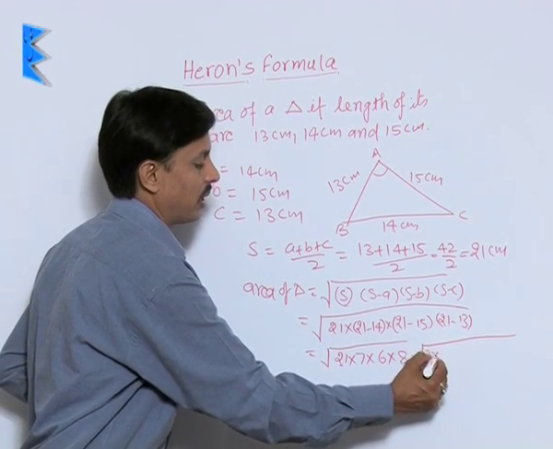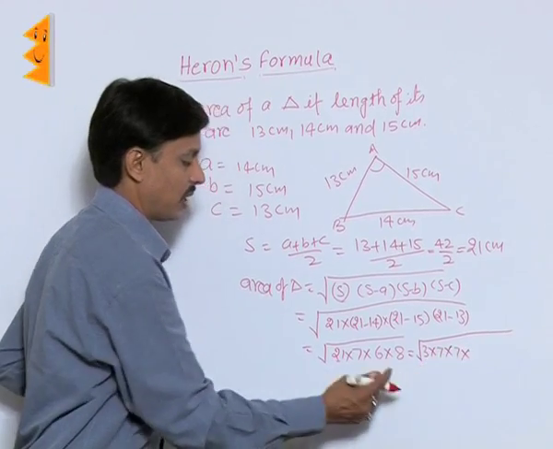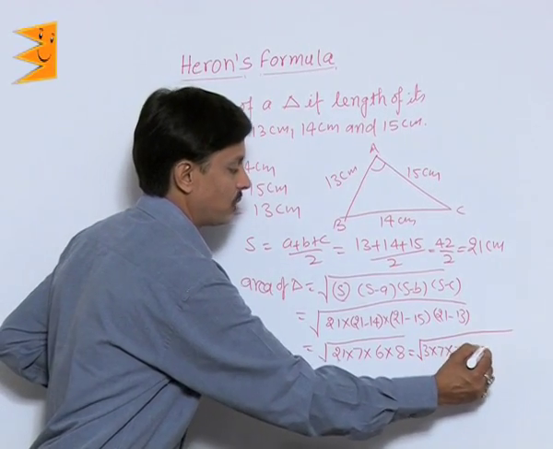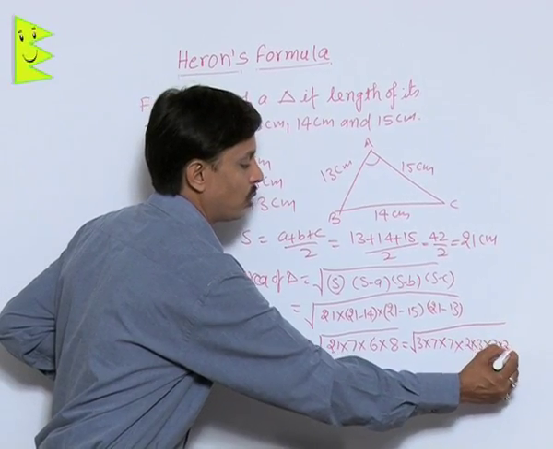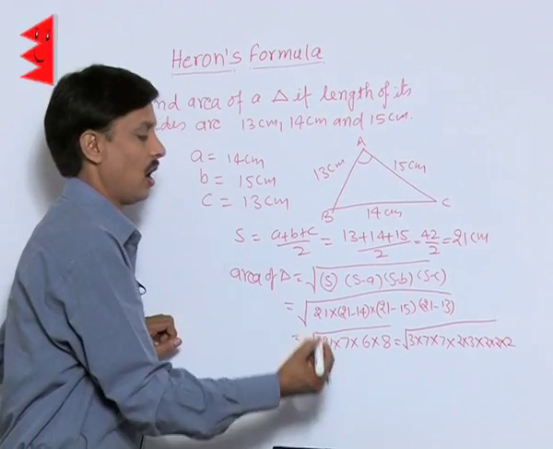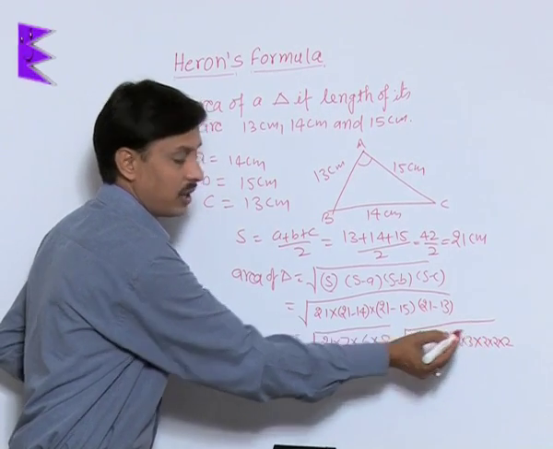21 can be written as 3 into 7. This 7 is a prime number. 6 can be written as 2 into 3. And 8 is 2 into 2 into 2. Make the pairs. Here one of the 2s is this, another is this.